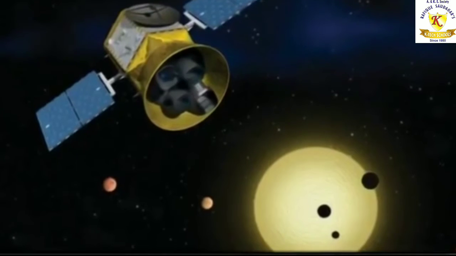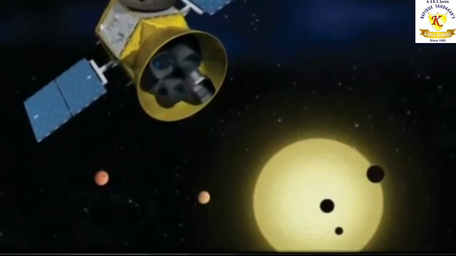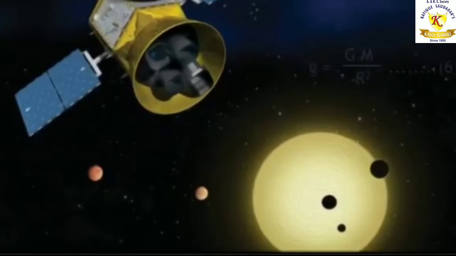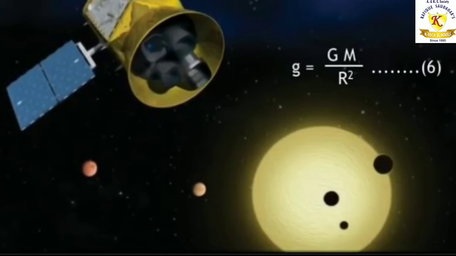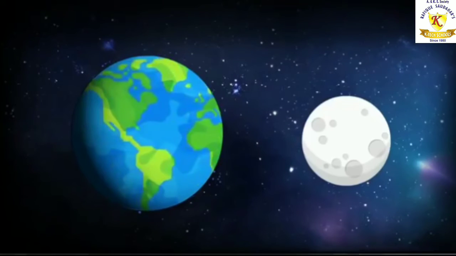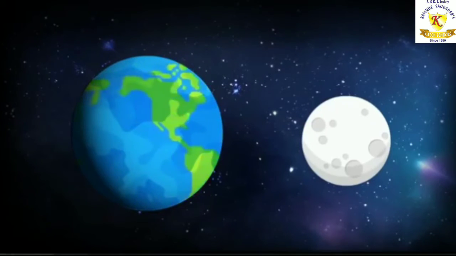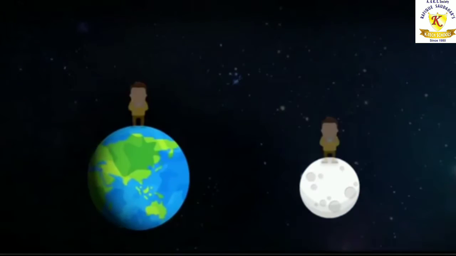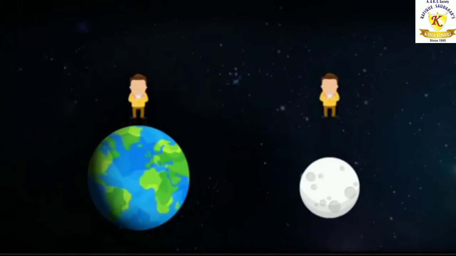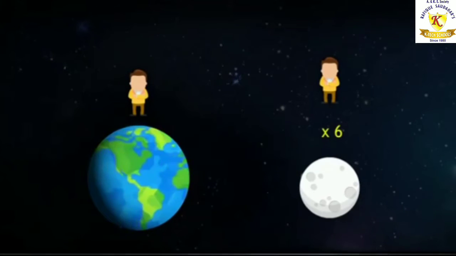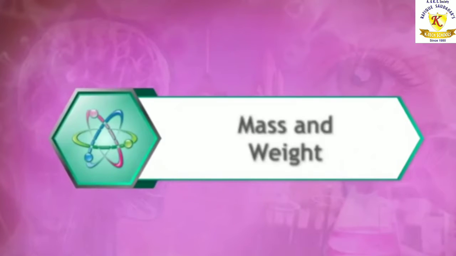Every planet and satellite has a different mass and radius. Hence, according to equation 6, the values of g on their surfaces are different. On the moon, it is 1/6 of the value on the earth. As a result, using the same amount of force, we can jump 6 times higher on the moon as compared to that on the earth. So now let's study mass and weight.